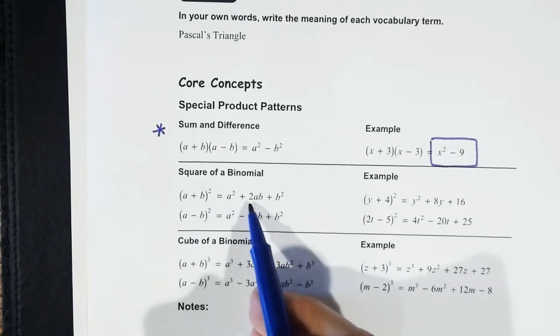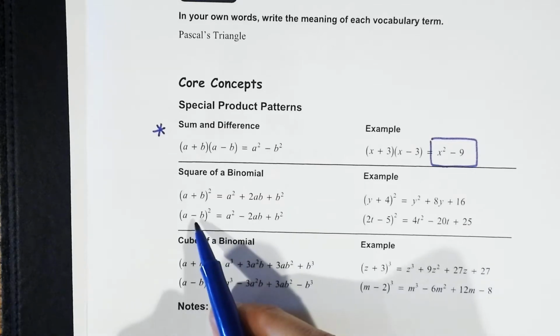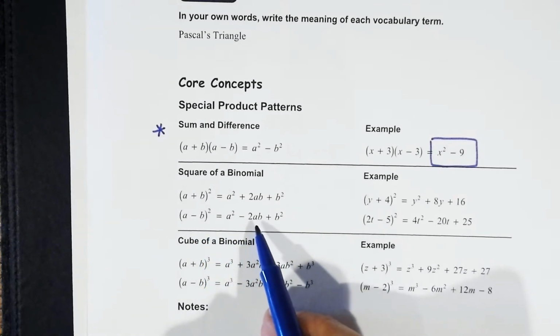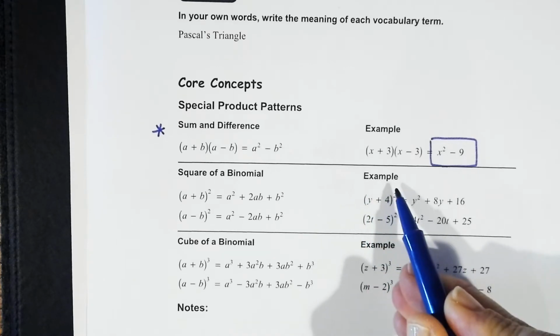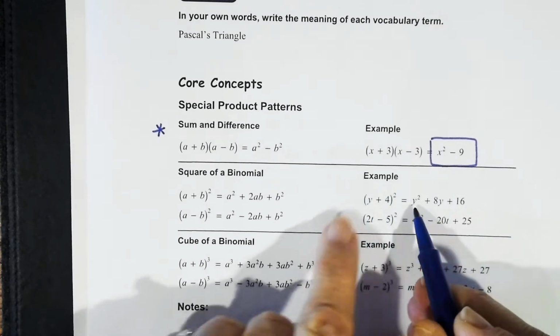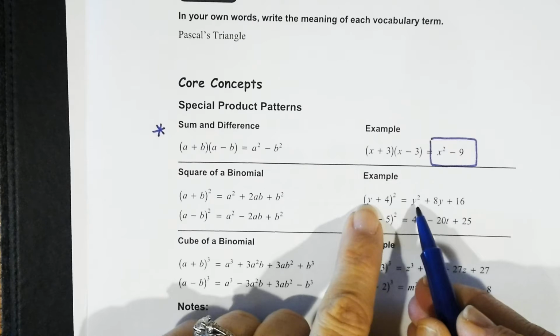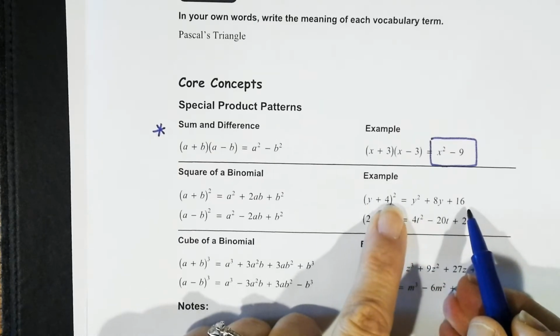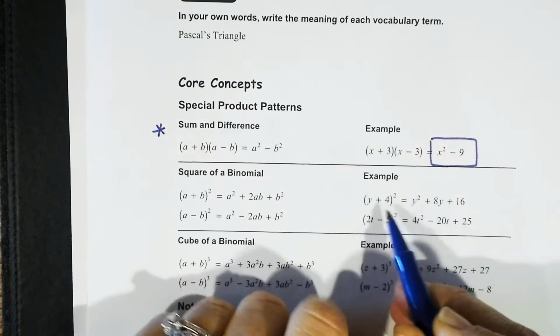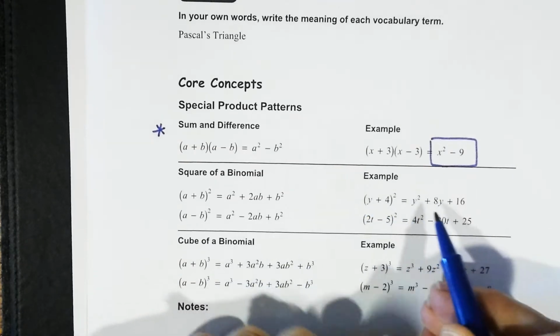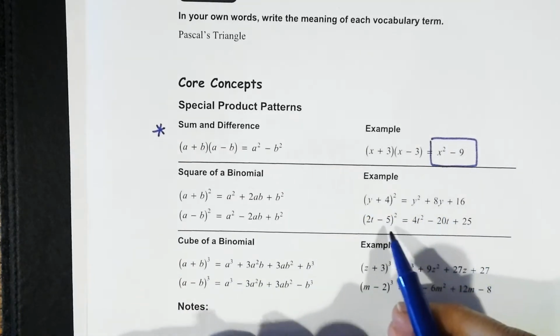So if it's a plus, it'll be plus twice that. If it's a minus, it'll be minus twice that. So if you have y plus 4 squared, just that binomial squared, the first term is y squared because it's y times y. The last term is 4 times 4. And in the middle, it's going to be 2 times 4. So that's 2 times 4 times y. Of course, that gives you the 8y.